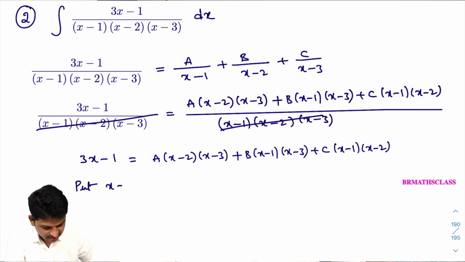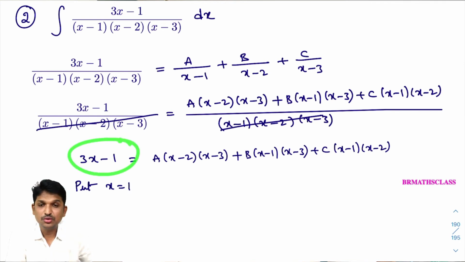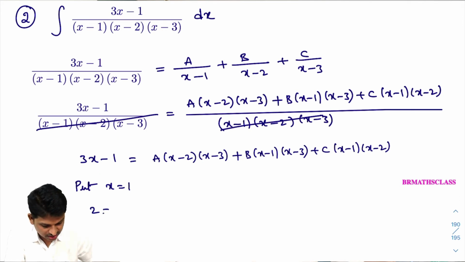Put x equal to 1 in the LHS part also. 3 into 1 is 3. 3 minus 1 is 2. So on the LHS you will get 2.